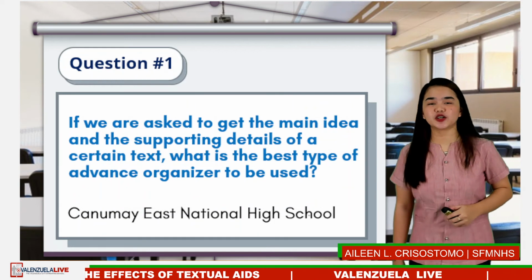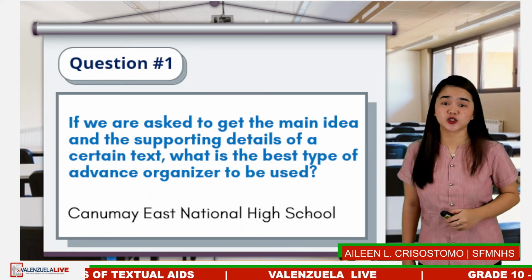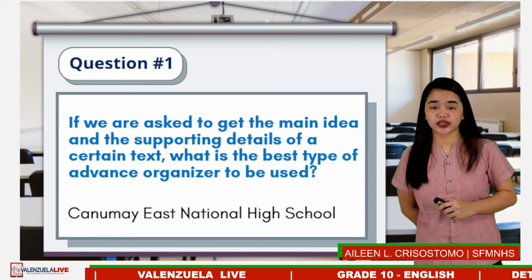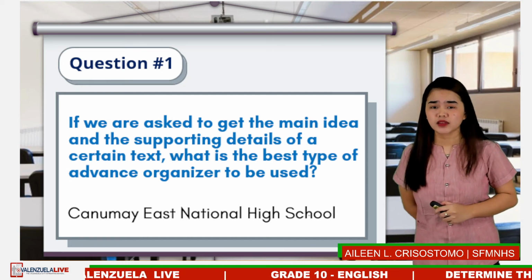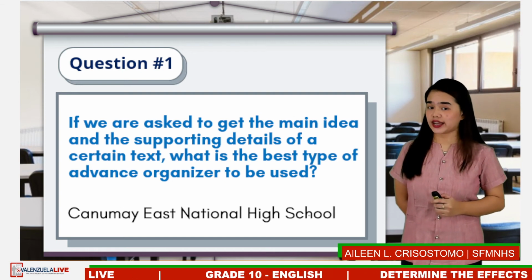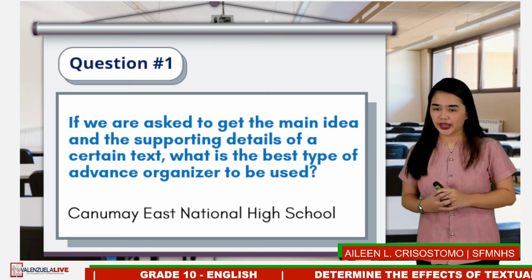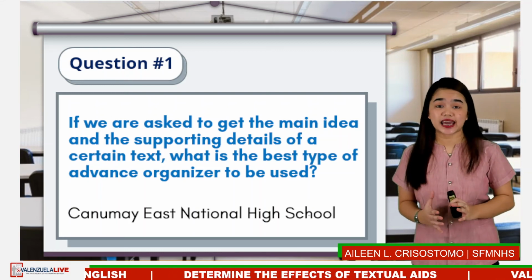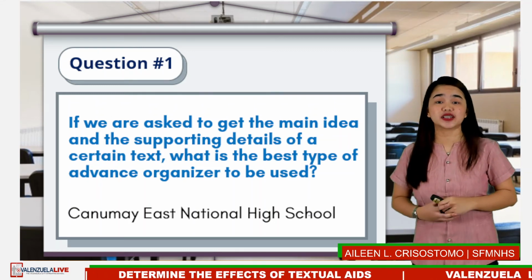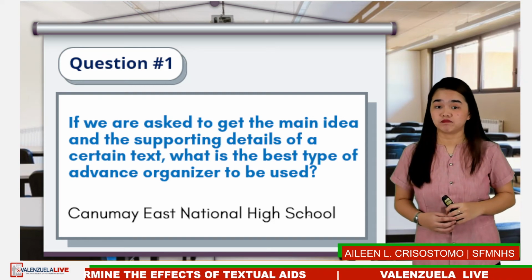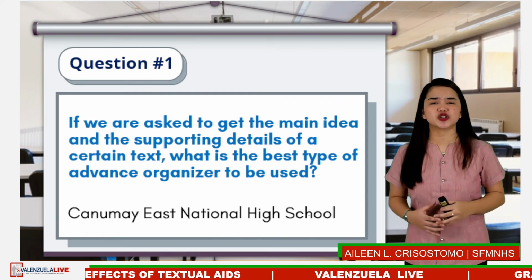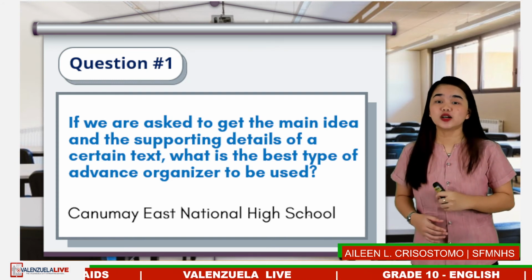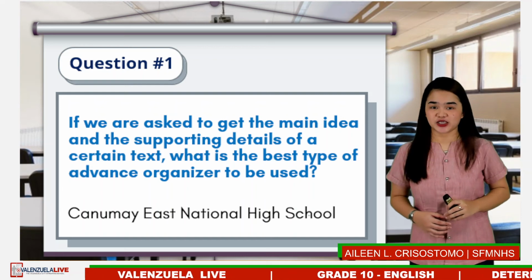The first question is from Kanuma East National High School. If we are asked to get the main idea and the supporting details of a certain text, what is the best type of advanced organizer to be used? Okay. Getting the main idea of a selection is an important skill because it helps us to better understand what we are reading. Whenever you are asked by your teacher to get the text's main idea and supporting details, you may consider the use of a graphic organizer.